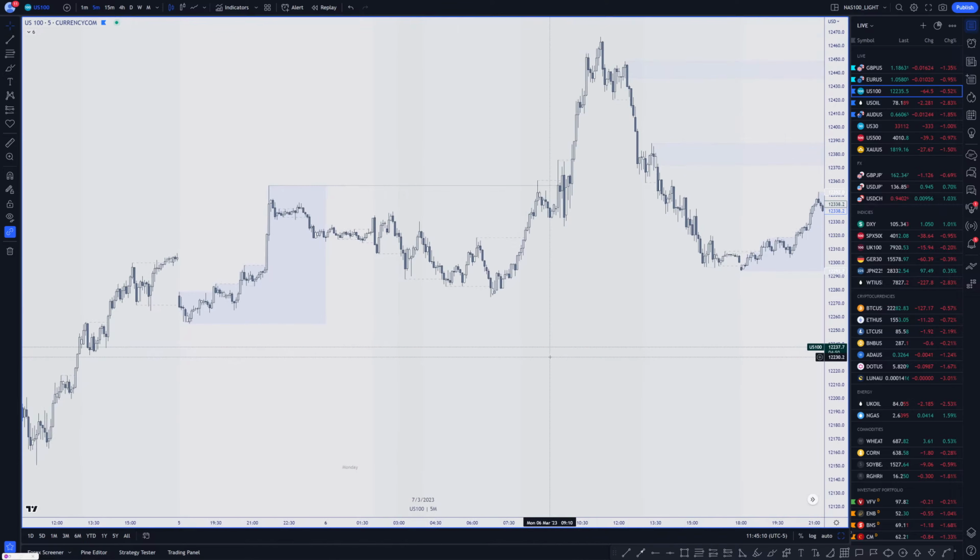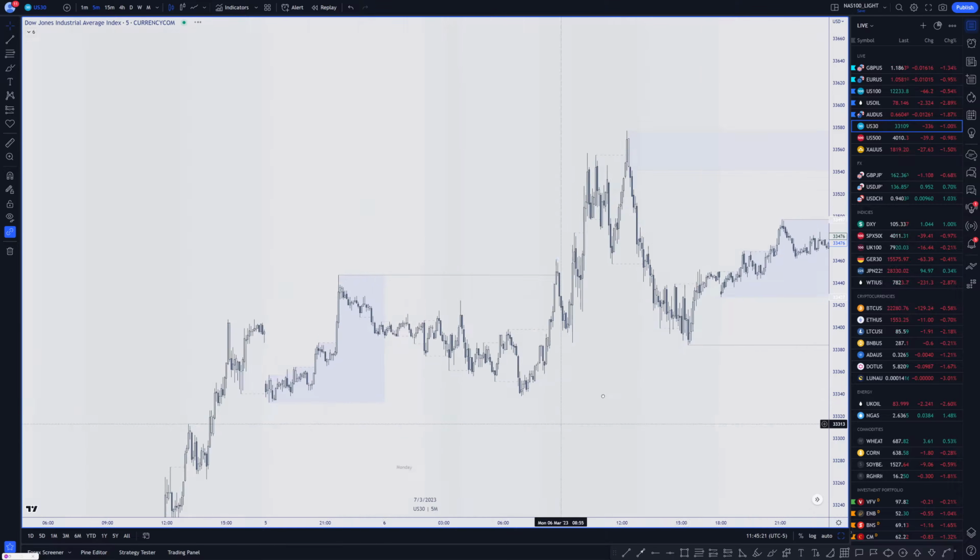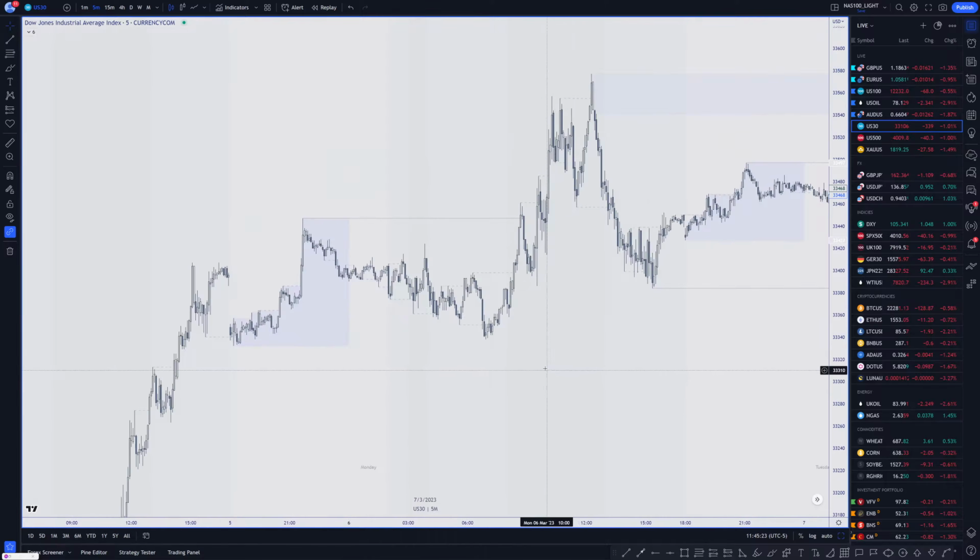So, of course, I think this is a fantastic pair. I trade this on the 15-minute. I love it. What else is there? Well, there's also US 30, which is the Dow Jones. So similar, but doesn't move exactly the same way.